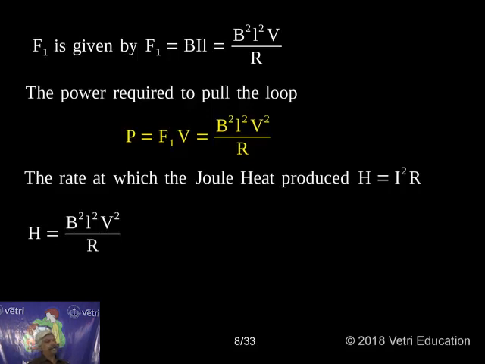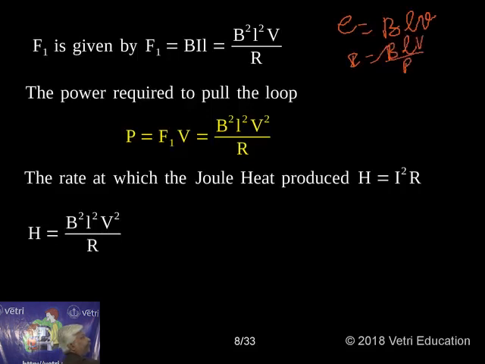What is the value of I? Just now we have seen BLV by R. Therefore B squared L squared V by R. How does this come? We know the induced EMF is BLV. Therefore induced current is BLV by R. So instead of I, put this.